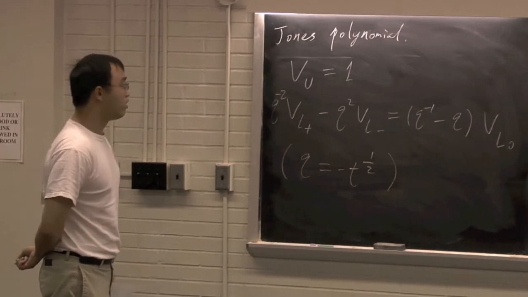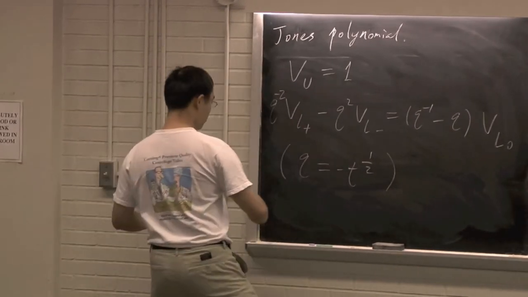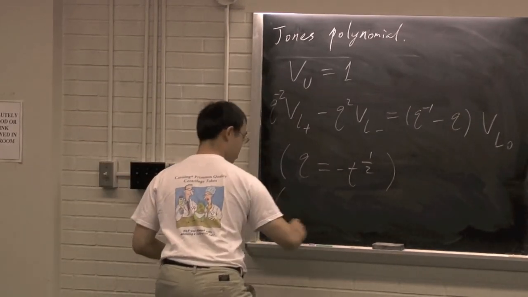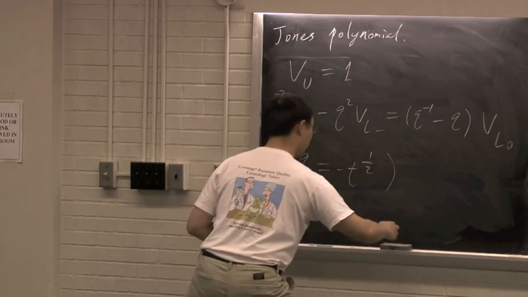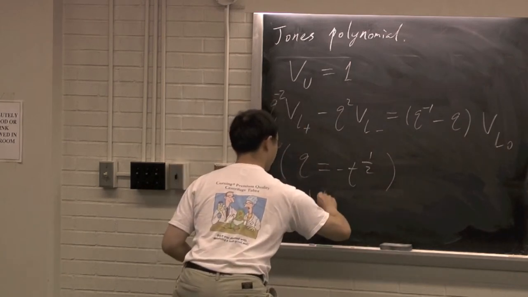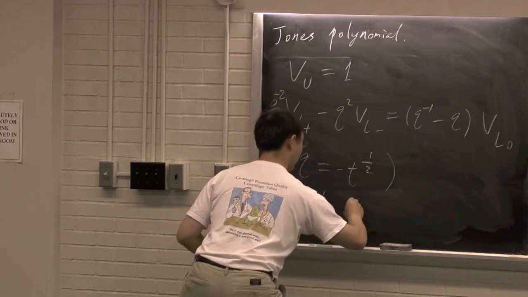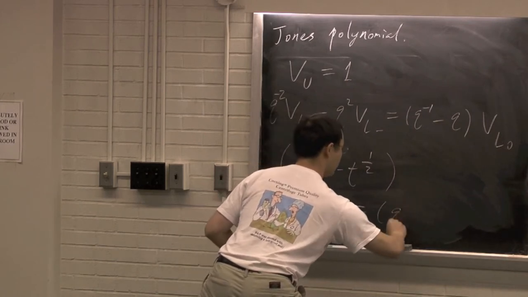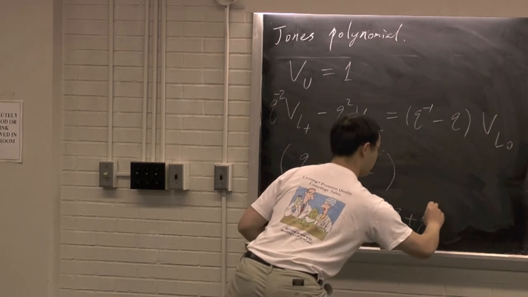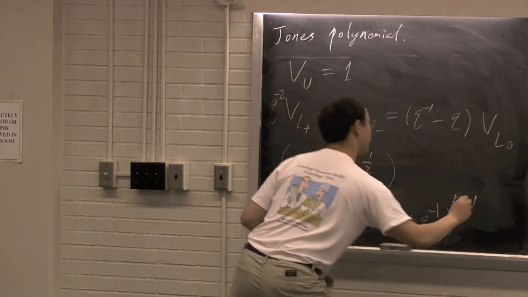For the Jones polynomial, you can compute that the Jones polynomial of the unknot is 1, and more generally, for the n-component unlink, the Jones polynomial is (q plus q inverse) to the n minus one.